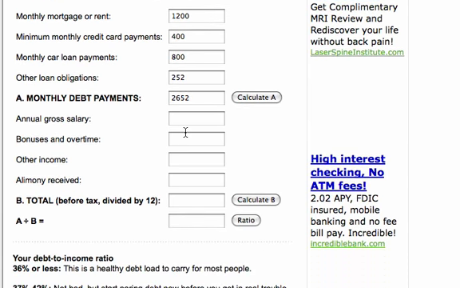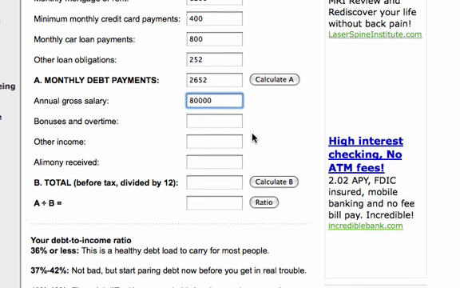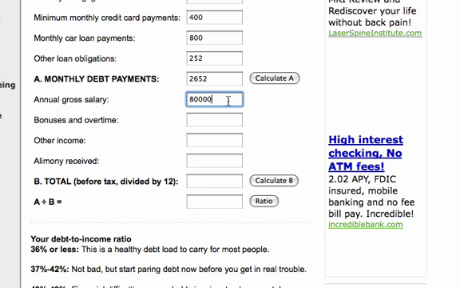So then let's go ahead and say that your annual gross salary is $80,000. And that's gross salary for the year, so $80,000. We're not talking monthly, and we're not talking after taxes are taken out or any of your deductions. We're talking the total amount.